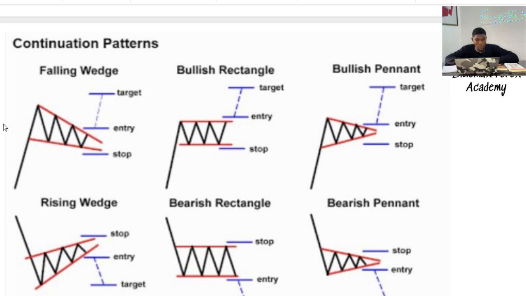So we have the continuous patterns. From here, the market went up. You can see, after that it was going down before, but no. The market wants to keep going up. You guys understand? It's called the falling wedge. We have the bullish rectangle. The market went up, acted like this, and went up again. So we have the bullish pennant. What did the market do? The market went up, acted like this, and went up. We have the rising wedge. The market came down, acted like this.